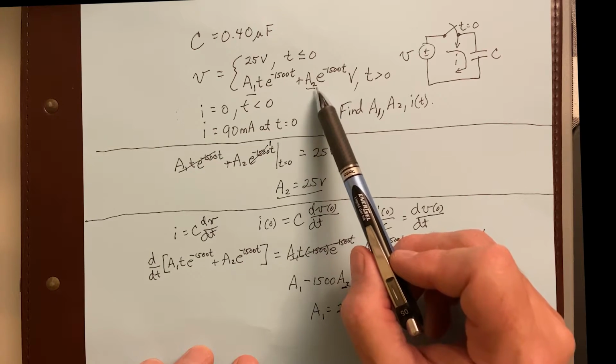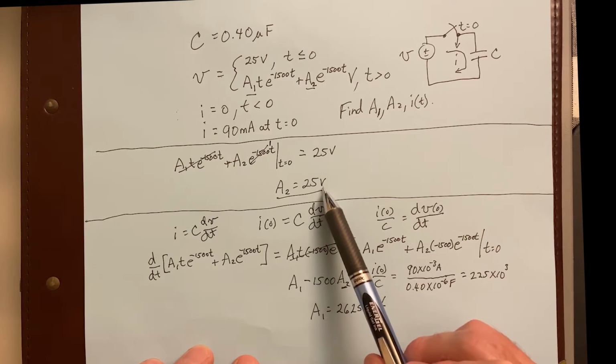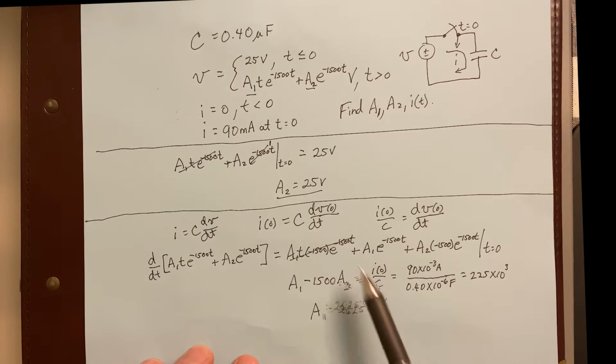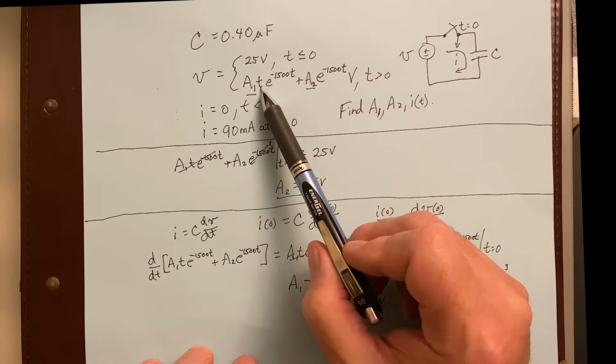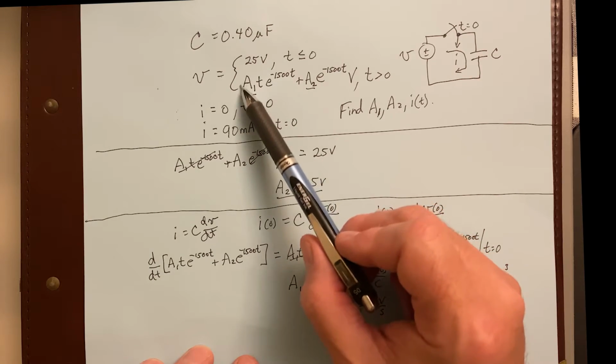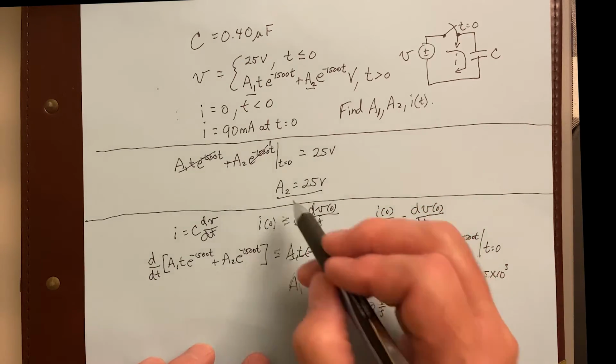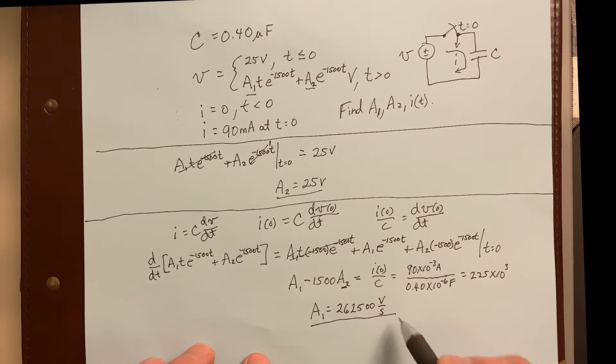So we need this A2 to have a coefficient of volts. We need this A1 to have a coefficient of volts per second, so that when I multiply it by T, both of those together give you units of volts. So we've got our A2 now, and we've got our A1.